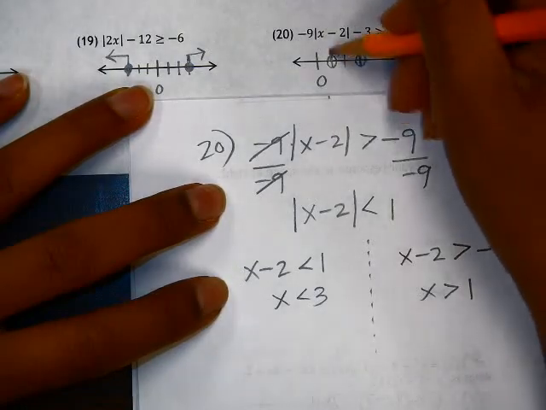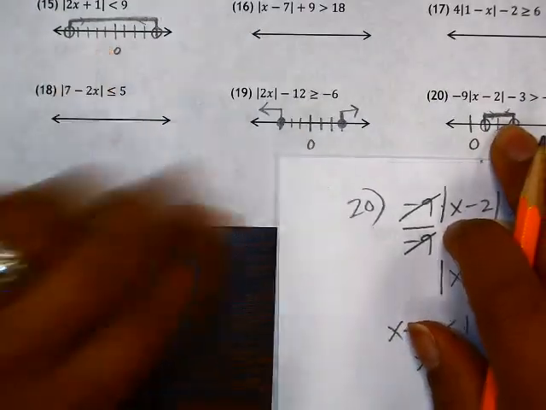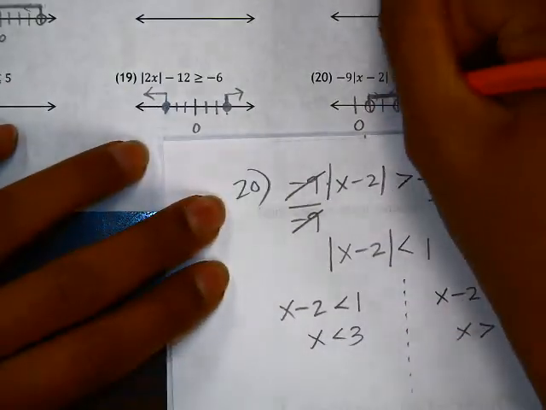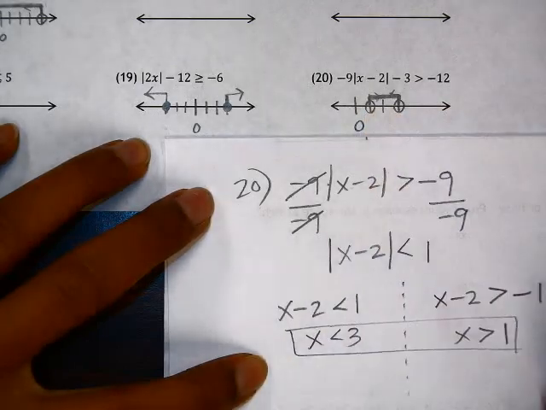All right, this one is pointing in towards each other, similar to how number 15 was. And our solution is given both algebraically and graphically.